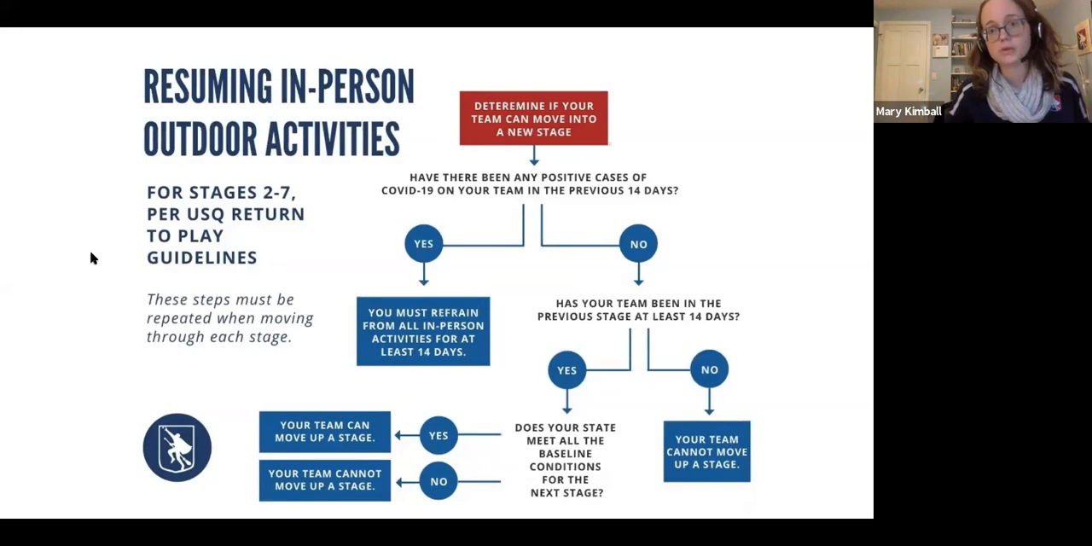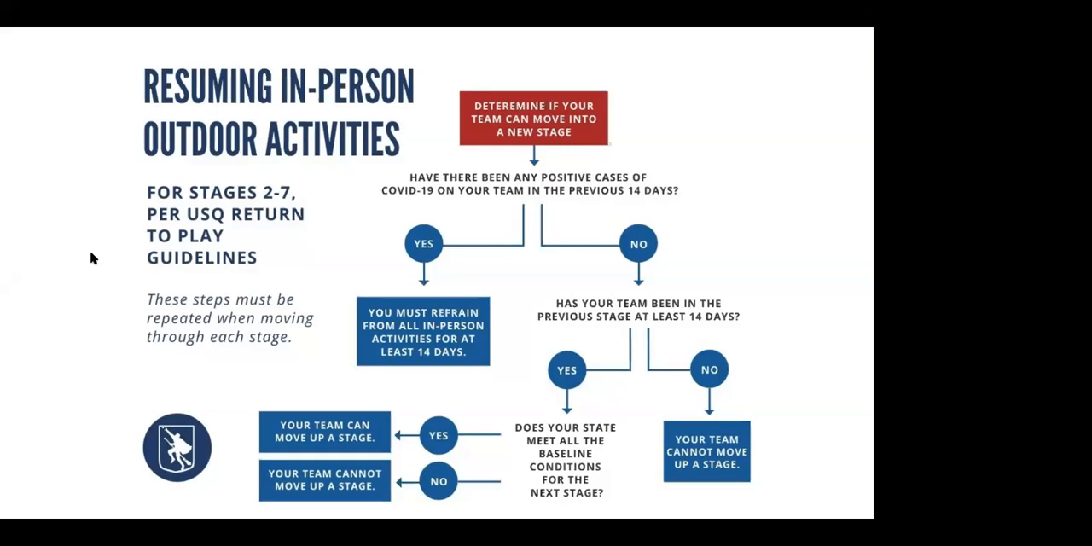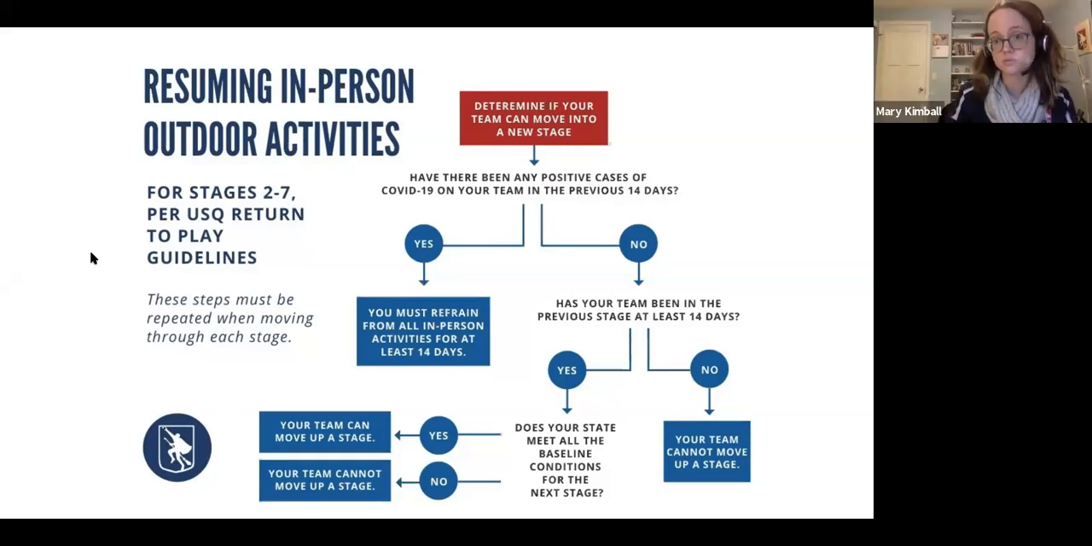If you are resuming in-person outdoor activities, you have to go through a similar process to move through the stages, beginning in stage 2. So again, you need to first know the answer to the question about positive cases. Have there been any positive cases of COVID-19 on your team in the previous 14 days? If it's yes, you need to pause and report. If it's no, you need to have been in the previous stage for at least 14 days.